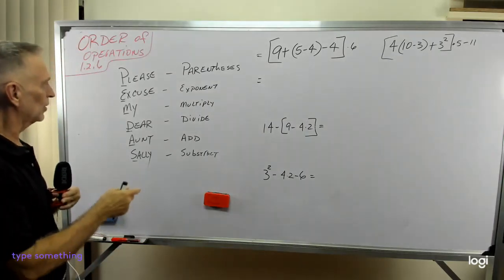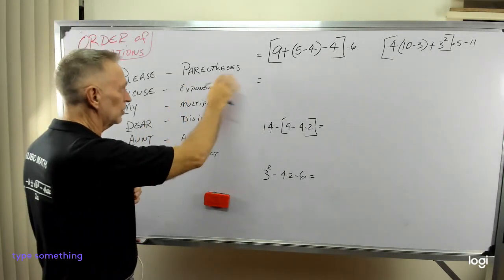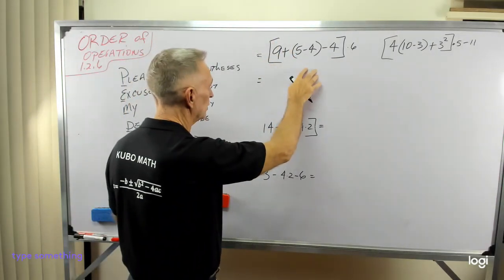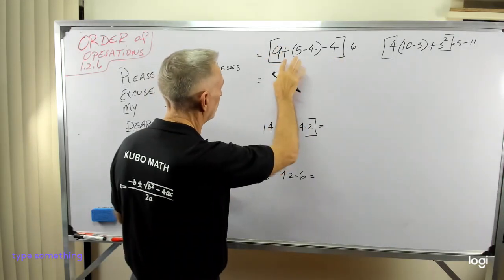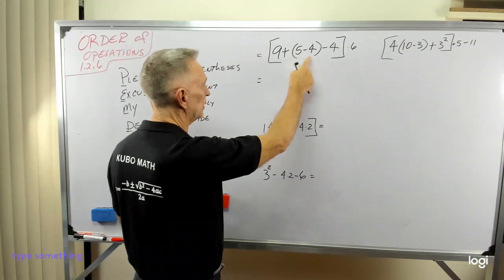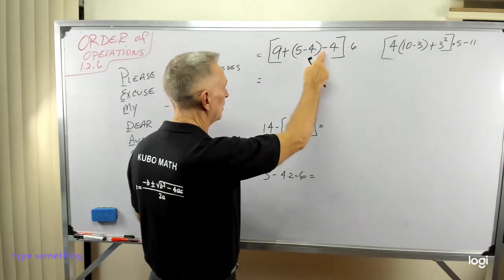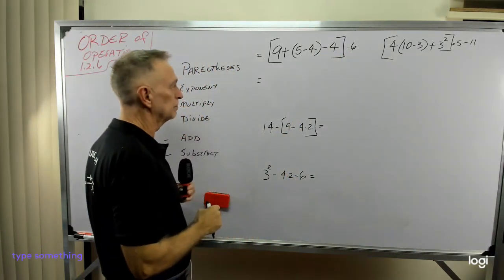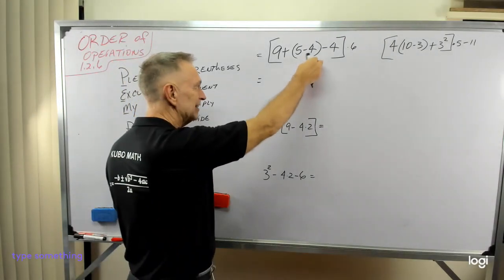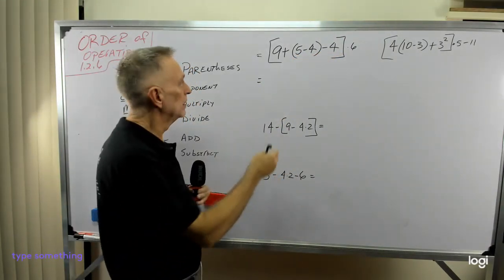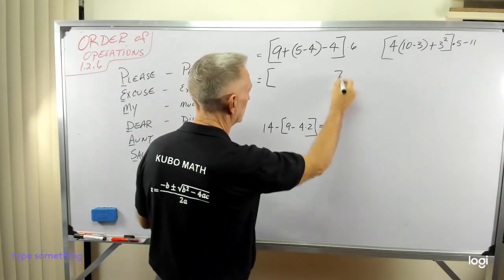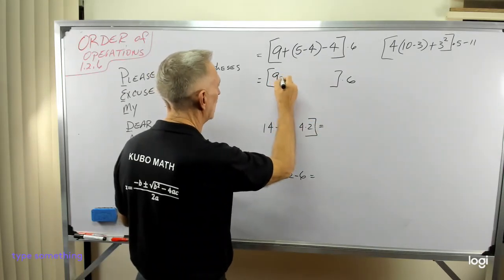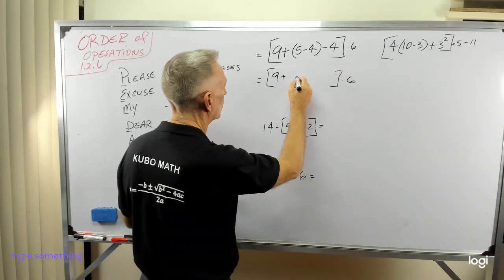So how does that work? Well, parentheses, let's take this problem here. I have two parentheses. So I have the big one, 9 plus the internal parentheses of 5 minus 4, and then back to the larger parentheses, minus 4, and then I'm multiplying that by 6. If you work from the inside to the outside, 9 plus, what's 5 minus 4? It's 1.